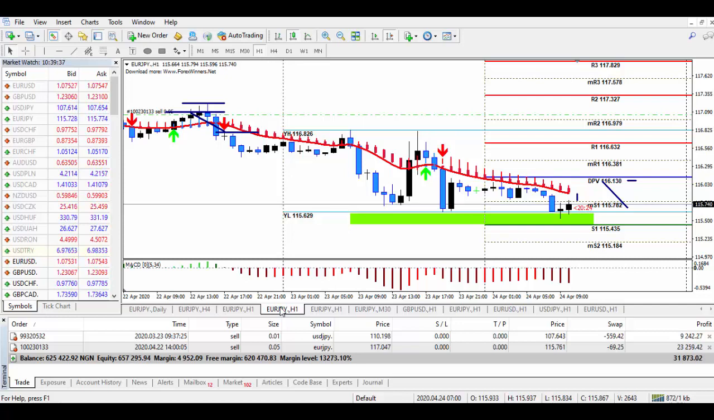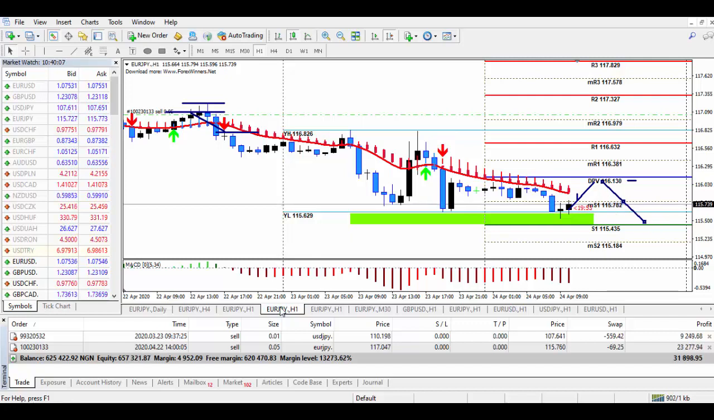Remember, if it breaks it and starts going down and goes below this S1, you can see here, goes below this level, this 115.500, then you can look forward to continue the sale. If it bounces off this level and the price goes up like this, you can look forward to short the market, to place a sell trade at this DPV so that you can take the trade all the way down. Okay, don't forget to add your stop loss and of course your take profit on the market.